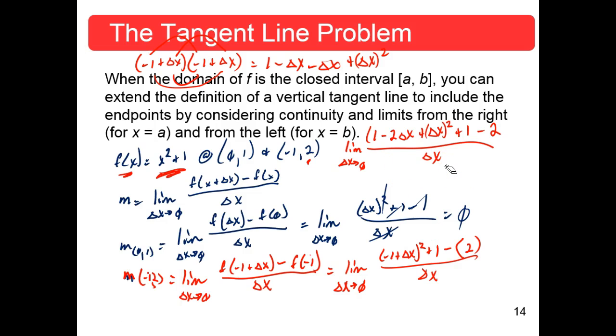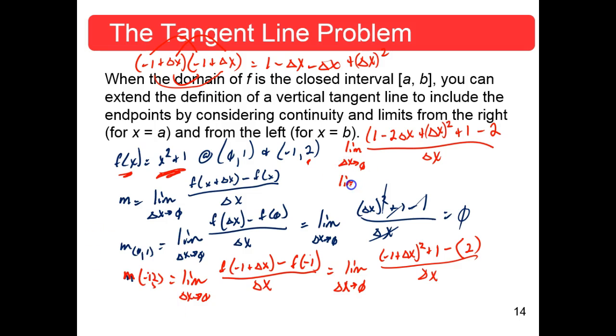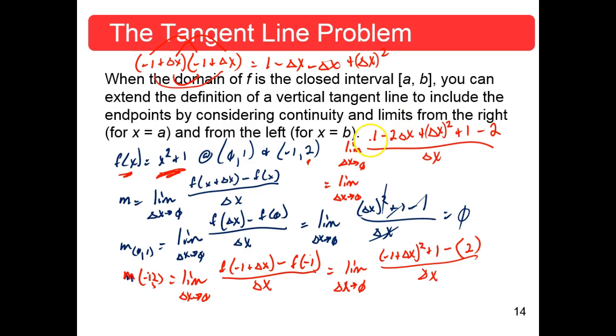Get these out of the way. Now, what would that be? The limit as delta x approaches 0 of, now what have we got here? I can lose that parenthesis too because I never closed it out. Here we have a 1 plus 1 minus 2. That adds to 0, right? So that gives us negative 2 delta x plus delta x squared, divided by delta x.